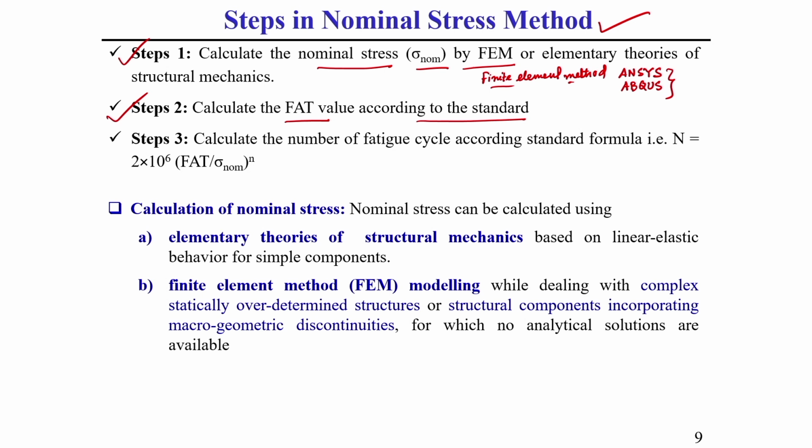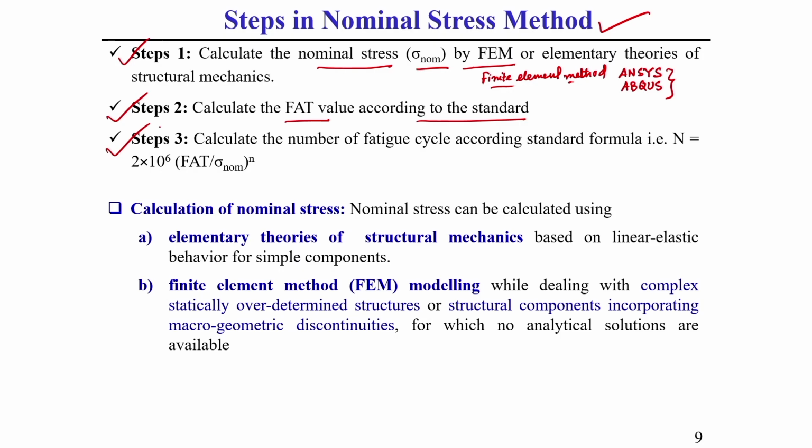From that SN curve, generally for a number of cycles of 2 into 10 to the power 6, whatever the stress value we get, that stress value is called the FAT value for that welded geometry. This you should keep in mind. In a subsequent slide we will discuss this FAT classification in more detail.